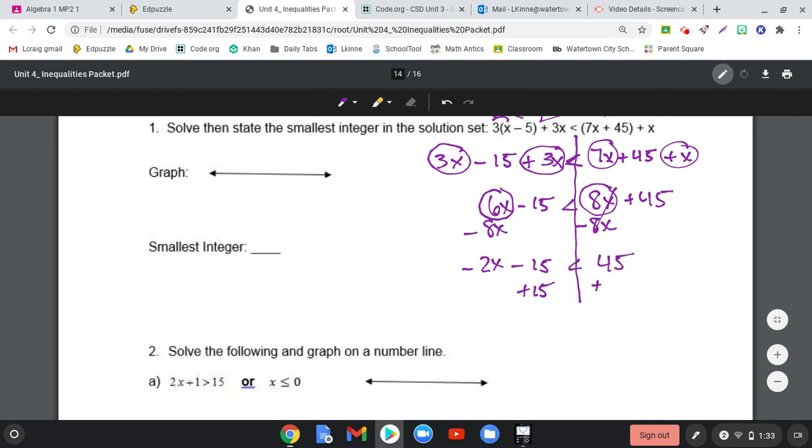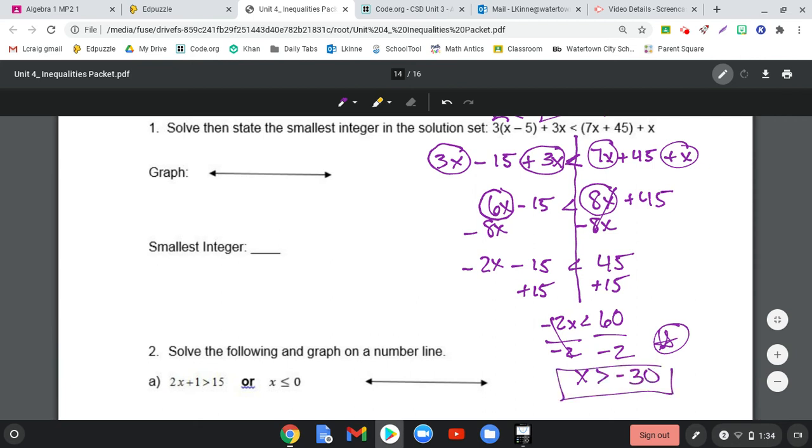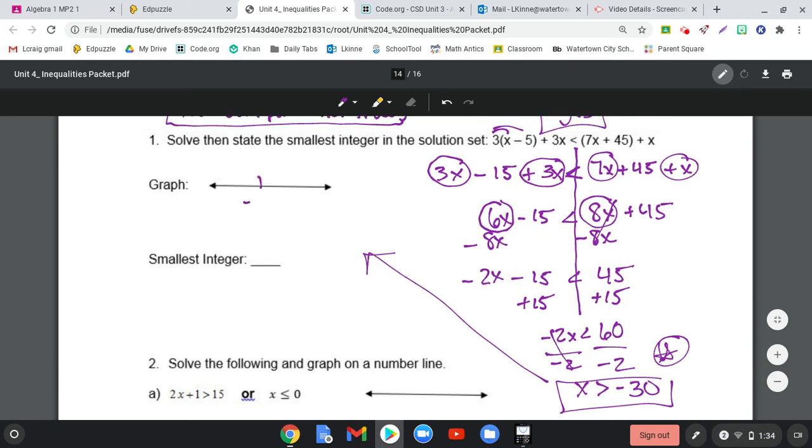Add 15. Negative 2x is less than 60. And then right here, I'm going to divide both sides by negative 2, which means we got our rule. X is no longer less than, now x is greater than negative 30. All right, so let's go back up and graph that. Negative 30 will go in the center. As we move to the left, we get smaller, so it's negative 31, negative 29 this way. X is greater than negative 30, so it's an open circle and shading to the right towards the numbers that are greater.